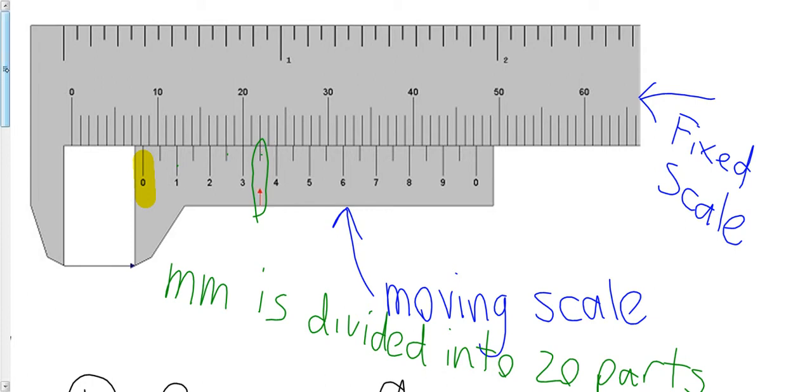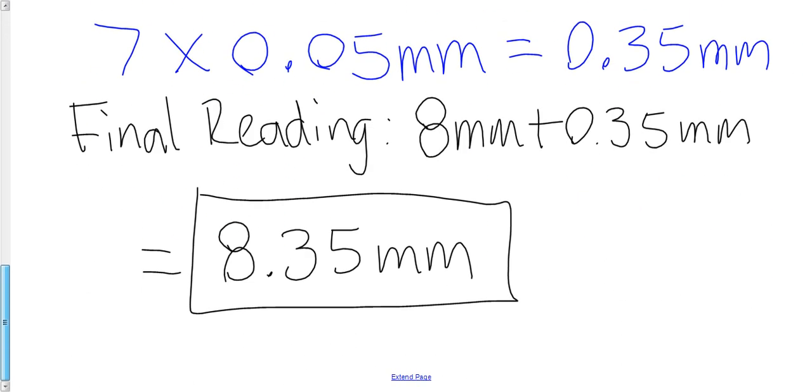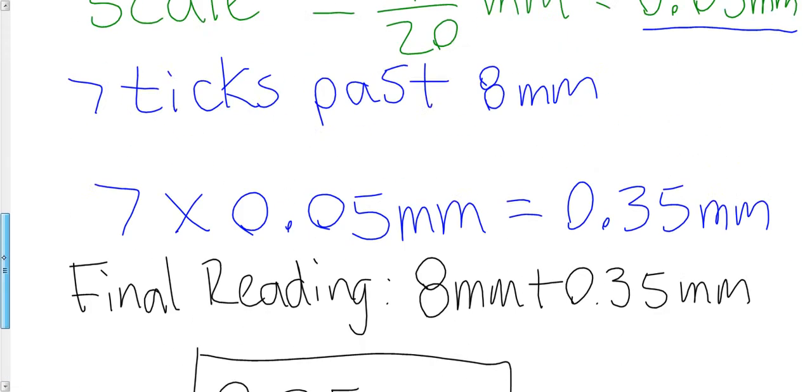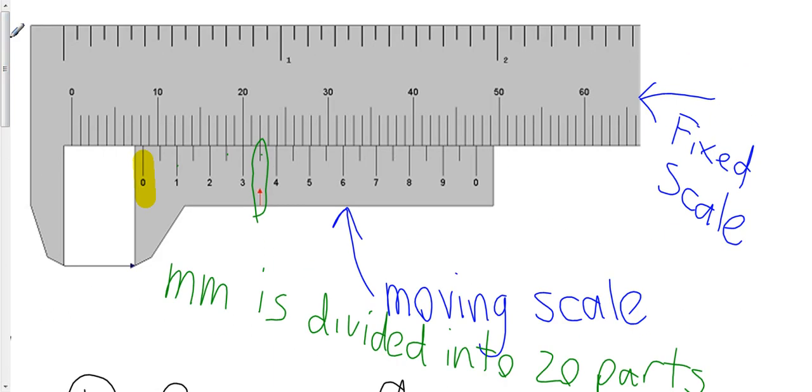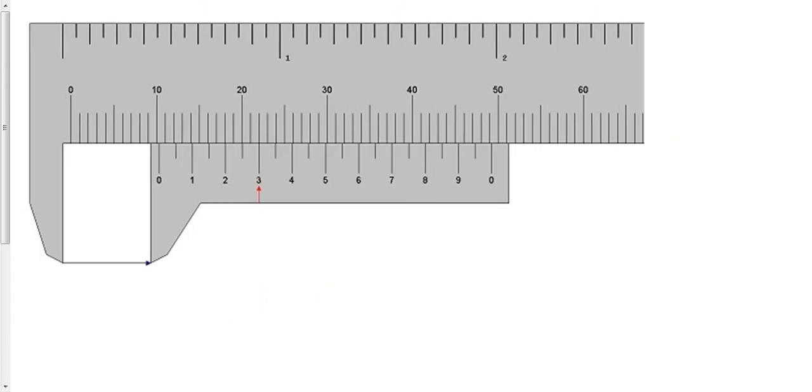But this gives us a really good understanding of how the caliper works. We might have an example where this is divided into more parts, and maybe we do have to do this calculation to find out what each of these ticks is worth. So let's do another example.